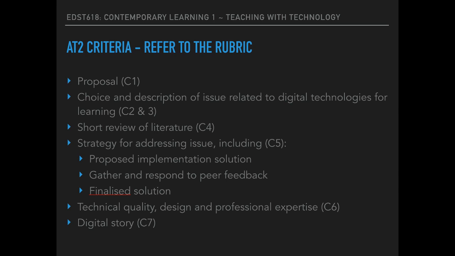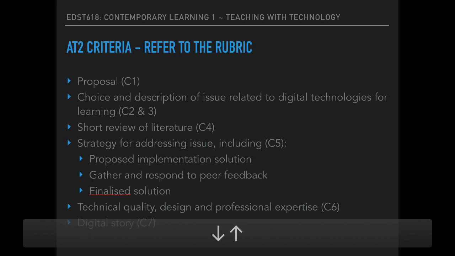Then embedded within all of those first 5 criteria, you've got the technical quality, design, and professional expertise of your product, as well as the expertise of your digital story. So those are the 7 criteria that appear in your rubric.